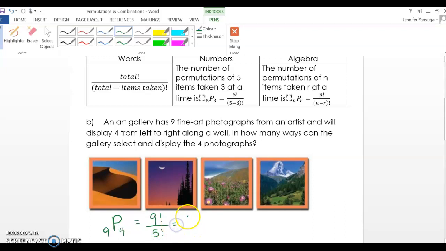So therefore, I'm going to write out 9 times 8 times 7 times 6 times 5 times 4 times 3 times 2 times 1. And I'm going to divide that by 5 factorial, which is 5 times 4 times 3 times 2 times 1. And I'm going to go ahead and take my different colored pen to show you how we can cross out the 5, 4, 3, 2, 1. And we're left simply with 9 times 8 times 7 times 6. And if you go ahead and calculate that in your calculator, you get an answer of 3,024 different ways the gallery can select and display.